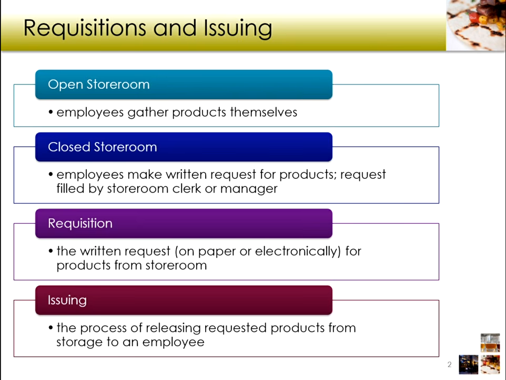Issuing is the process in which we release those requested products from the storeroom to an employee. Now, this can happen in one of two ways. The employee can go to the storeroom and physically get the ingredients with the proper requisition, and the storeroom clerk can give them that product, or a requisition could be submitted and then that storeroom clerk is responsible to deliver it to that restaurant or outlet. It's going to be different in every operation how they physically manage it, right?